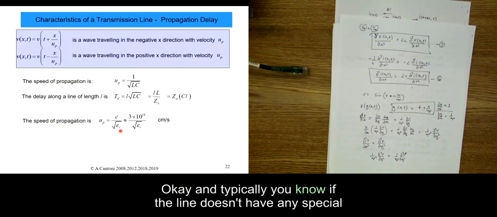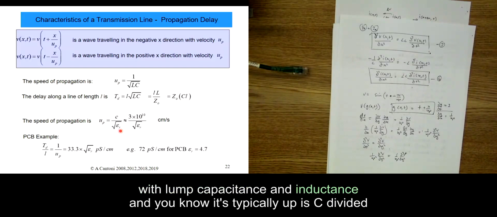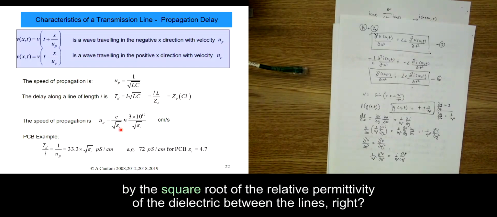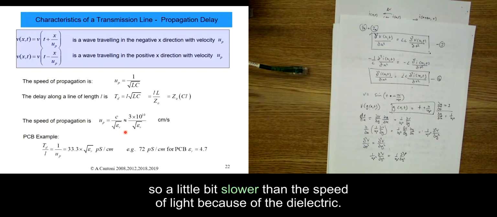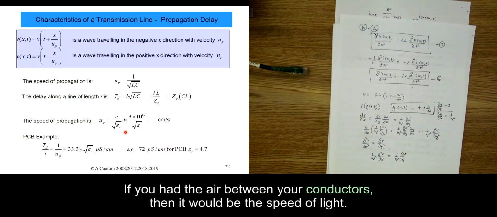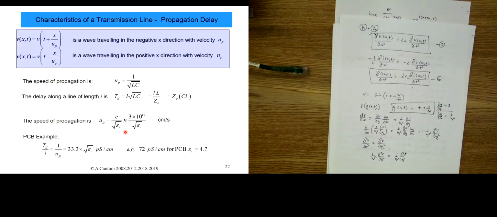And typically, if the line doesn't have any special materials between it, magnetic materials, or isn't loaded with lumped capacitance and inductance, then UP is typically c divided by the square root of the relative permittivity of the dielectric between the lines, right? And for a printed circuit board, the order of it says 72 picoseconds per centimetre. So a little bit slower than the speed of light, because of the dielectric. If you had air between your conductors, then it would be the speed of light. So let's stop there. Any questions on that? Anyone?